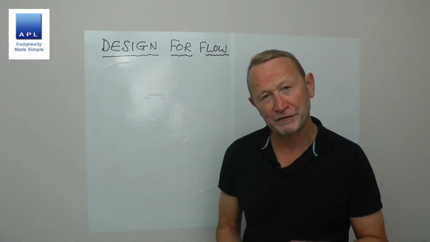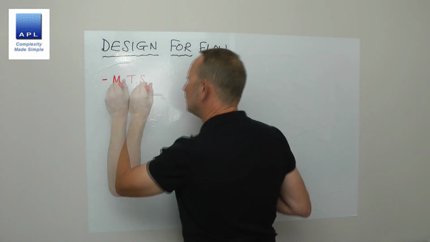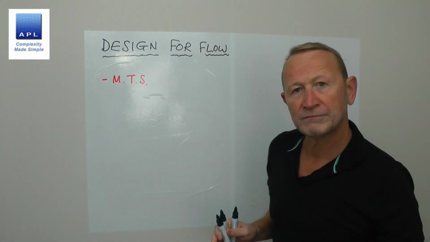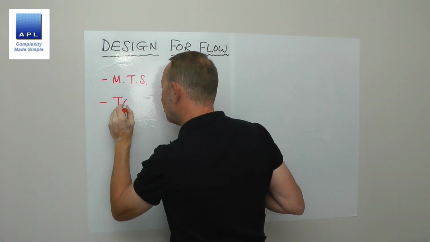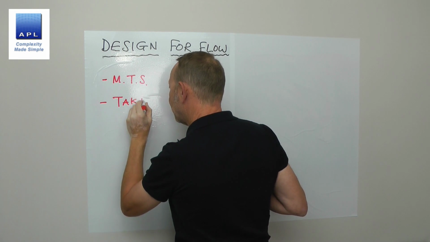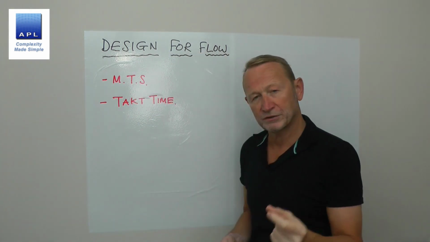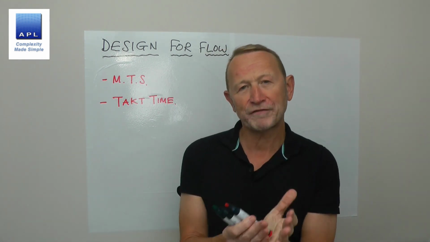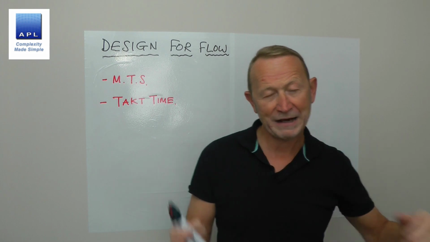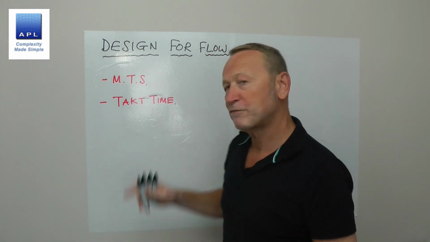Now, in the previous videos we've talked about identifying make to stock, and we've talked about the fact that for those products you are going to have to work out a takt time, a heartbeat. How fast does the product need to come off the end of the line to balance demand against supply? So we've reached that point.